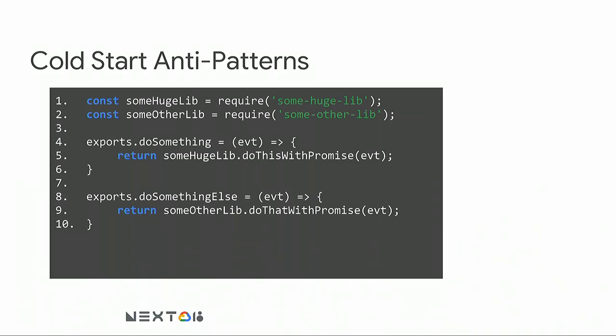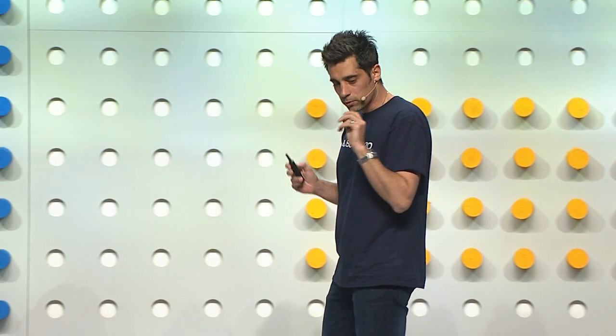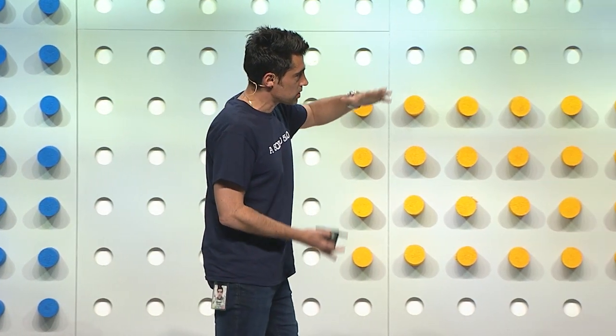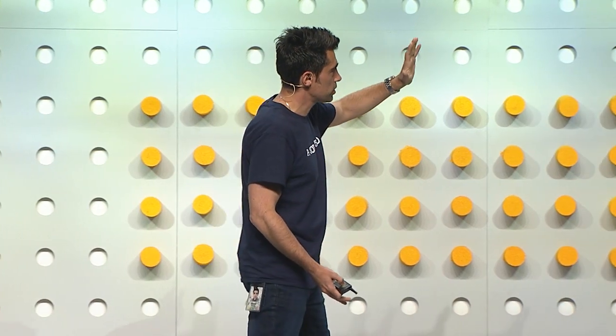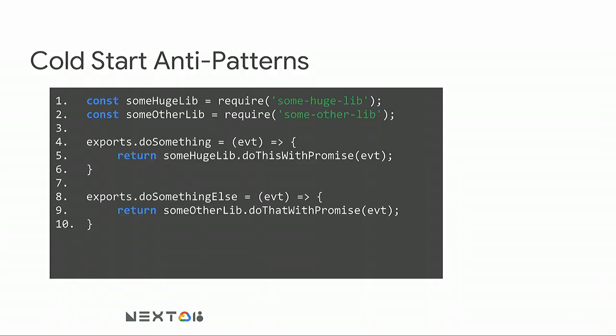I have some libraries, some dependencies. They are being required at the top of my file, the first thing that happens. And then I have two functions declared in the same JavaScript file. I have do something and do something else. Each function uses only one of those dependencies. And as I said, this would be a totally sane pattern in an application model or on a virtual machine. The first function uses the first dependency, the second function uses the second dependency, everyone's happy.